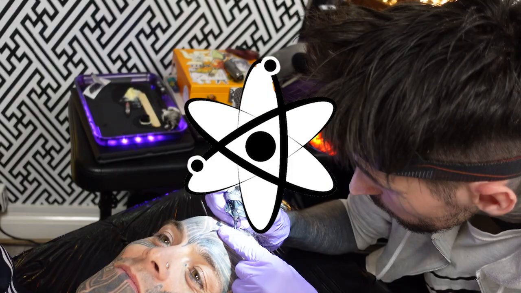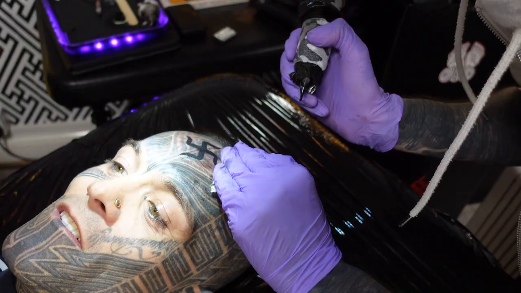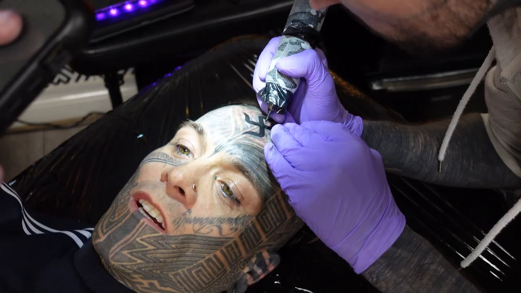The torus is a wholly more accurate interpretation of reality, and the swastika is the most holy and accurate representation of the creator of reality. And that is why I stuck it on my forehead.